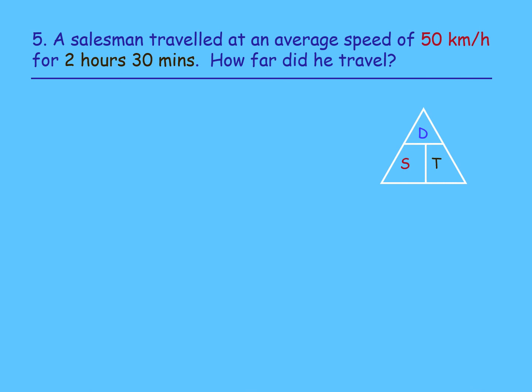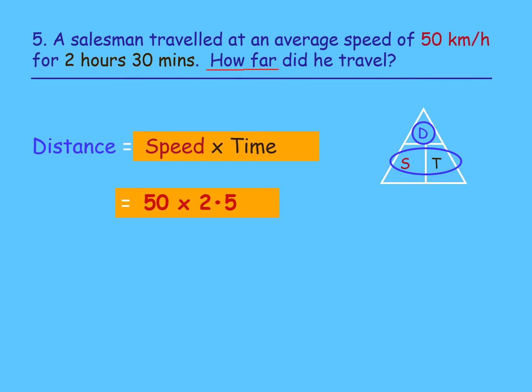Number 5 problem. A salesman traveled at an average speed of 50 kilometers per hour for 2 hours and 30 minutes. How far did he travel? Now we have here the words how far. So what is the problem here? Okay, we are looking for distance. According to our formula triangle, the formula for distance is equivalent to speed times time. So supplying our formula, we have 50 times 2.5.